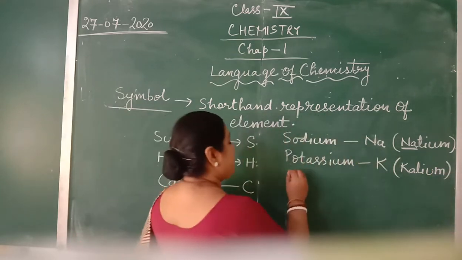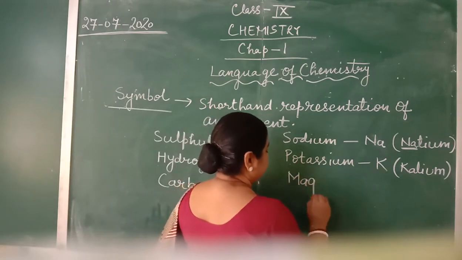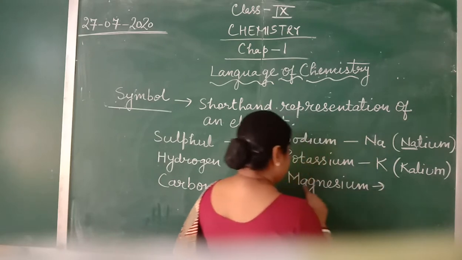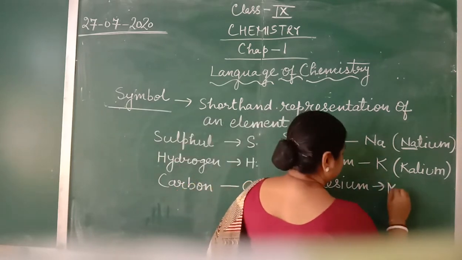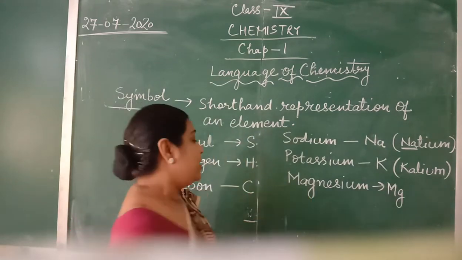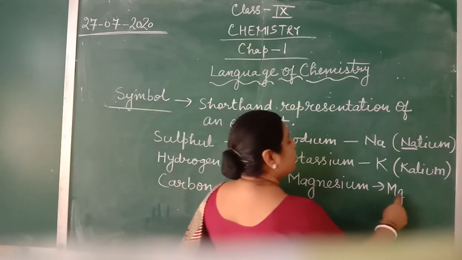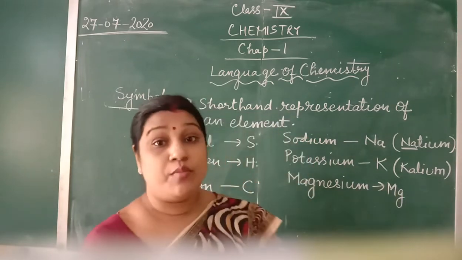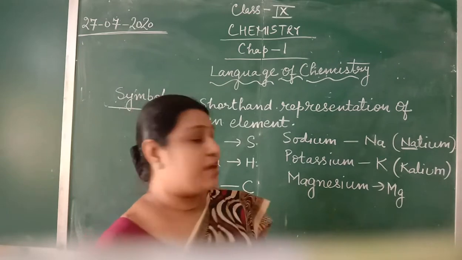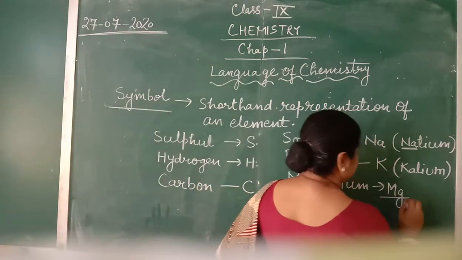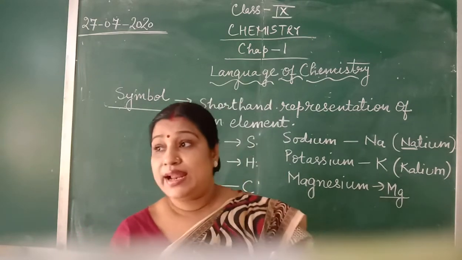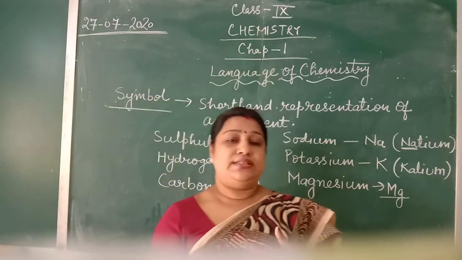Okay? Magnesium. Observe, it is not the first two letters but M and G, because G is pronounced more. When we speak magnesium, then G is pronounced more. That is why it is taken as Mg. So in this way there are one letter symbols or two letter symbols.